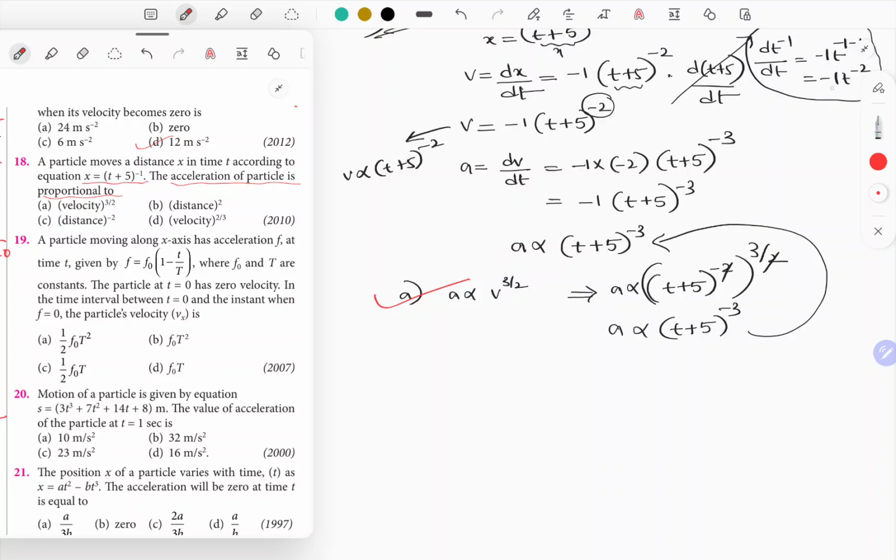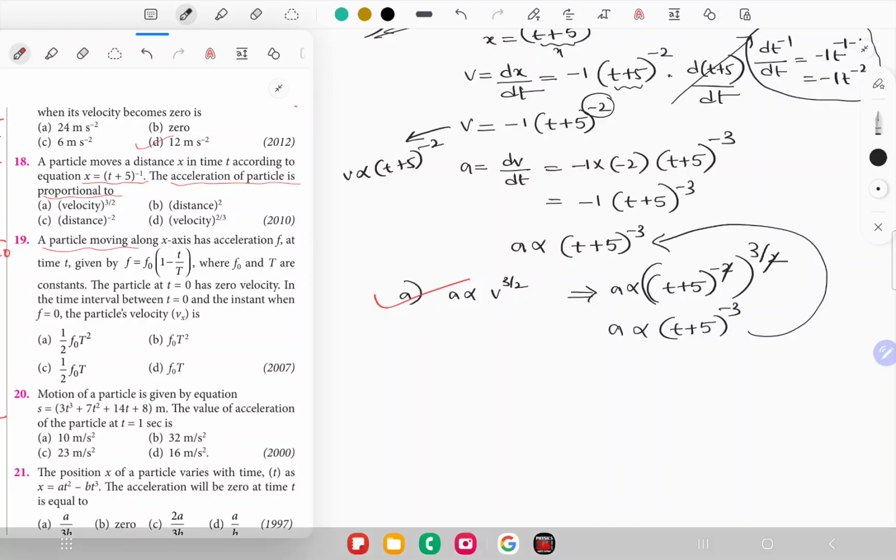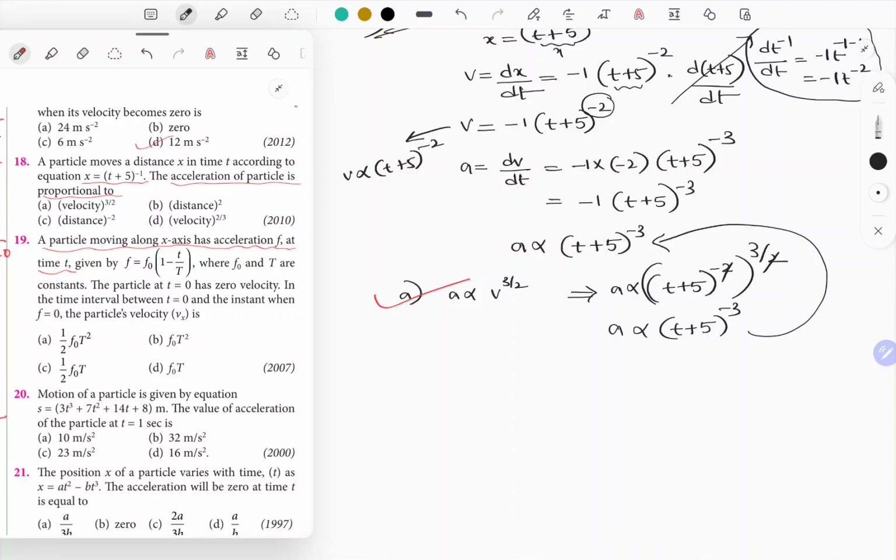Next, question number 19. So what is the question? They have given the position of the particle. Okay, super. A particle is moving along the x axis, has an acceleration f at a time t. So they have given acceleration f is equal to f naught into (1 minus t by capital T), where f naught and T are constants. The particle at t is equal to 0 has zero velocity.